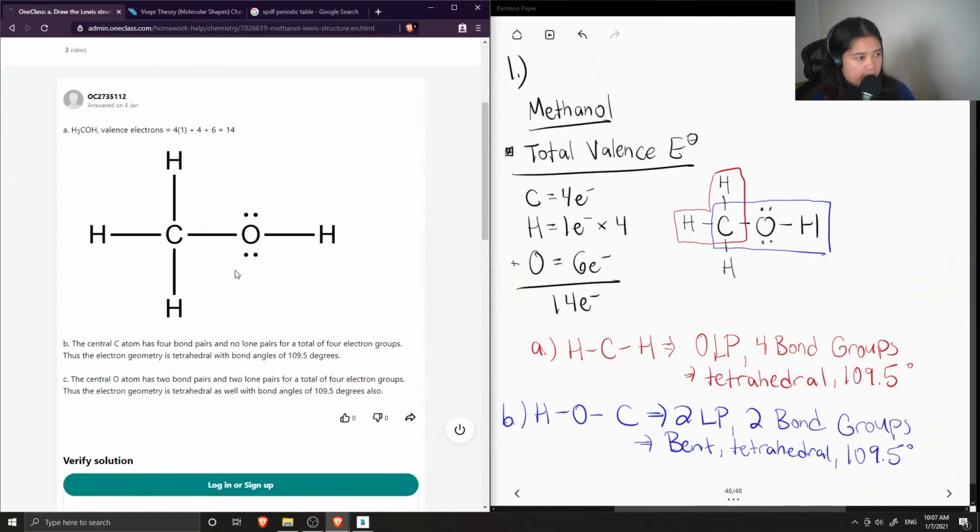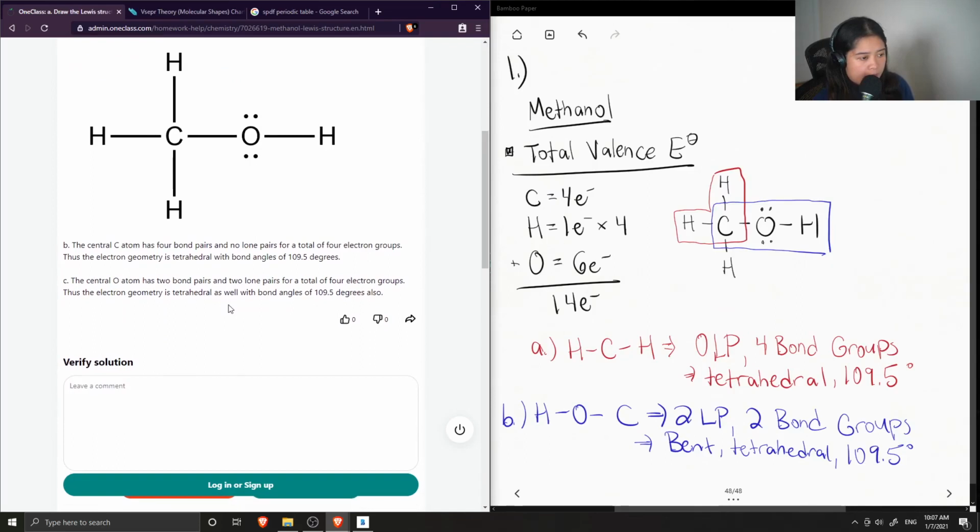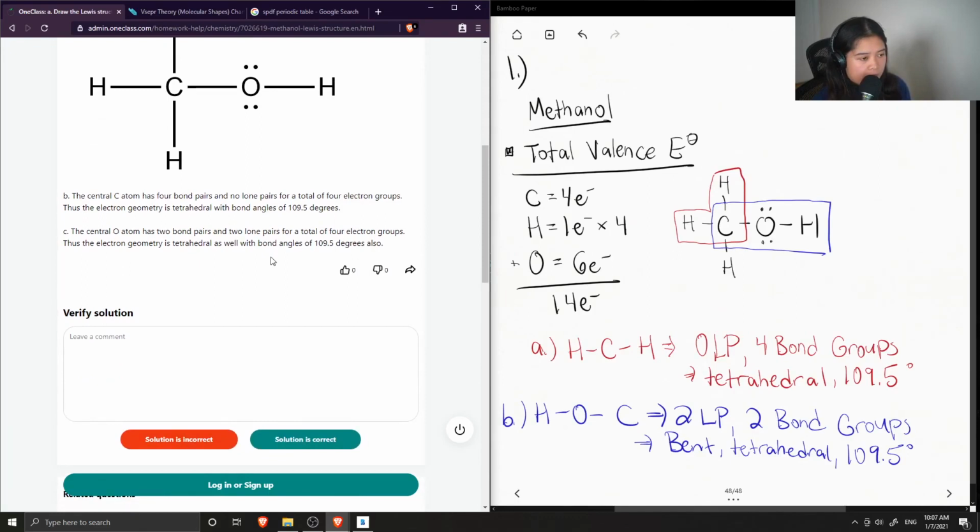So the junior tutor said that the central carbon atom has 4 bond pairs and no lone pairs for a total of 4 electron groups. Thus, the electron geometry is tetrahedral with bond angles of 109.5 degrees. The central oxygen atom has 2 bond pairs and 2 lone pairs for a total of 4 electron groups. Thus, the electron geometry is tetrahedral as well, with bond angles of 109.5 degrees also. Okay, so this solution is correct.